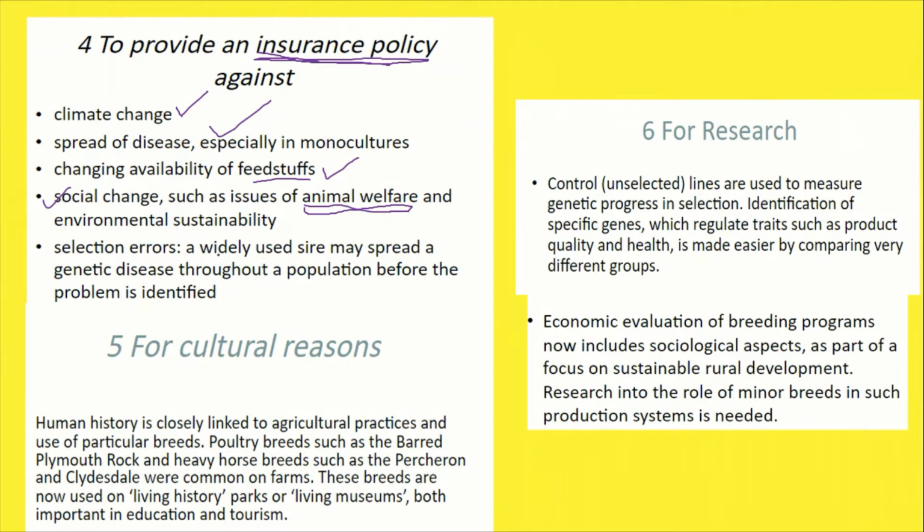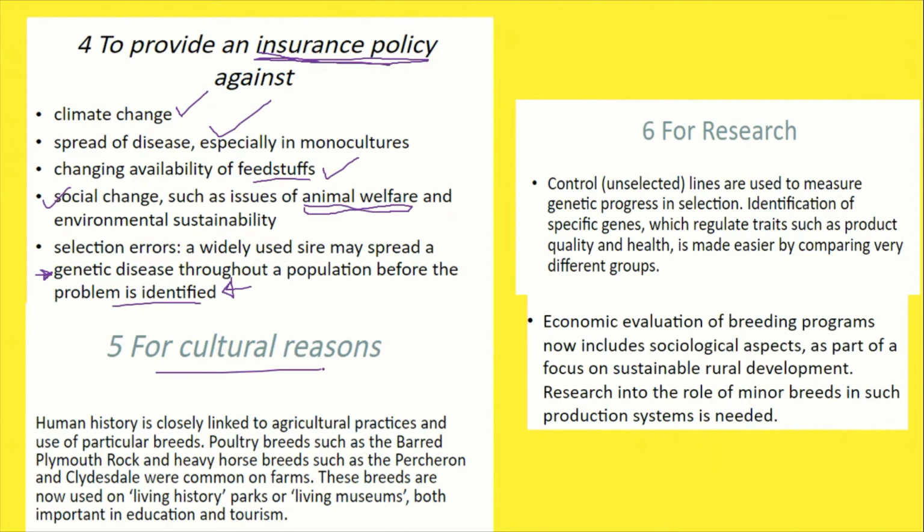Then also selection errors. A widely used sire may spread a genetic disease throughout a population before the problem is identified. So sometimes maybe you have done selection of the breeds you want, but what if you spread a genetic disease and you're not able to trace it? Sometimes you may not be able to trace it, especially if you have already crossbred several animals. So such errors of selection can be corrected if we have kept a genetic resource.